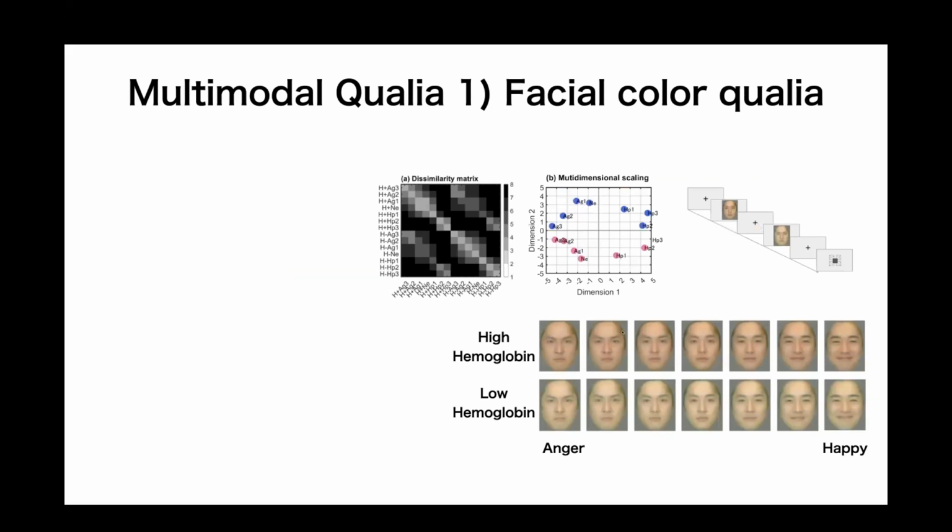This is facial color Qualia. And when we are angry, our face becomes red because hemoglobin increases. And when we are in this case happy but sad or calm, our hemoglobin decreases and it goes pale. So we can simulate these colors of face, and we can create different facial colors together with expression.